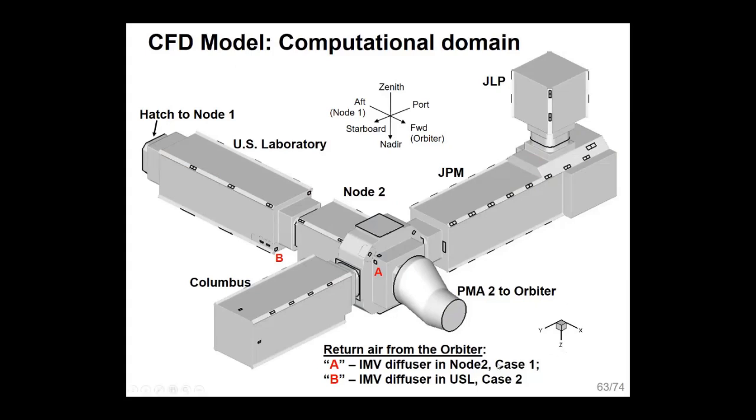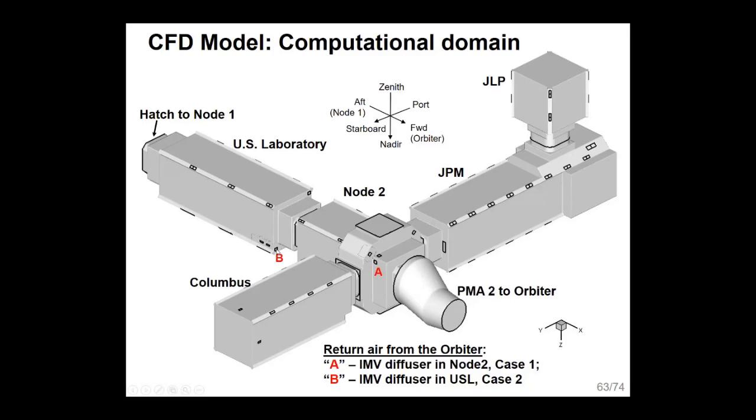We have some vehicle that does not have the carbon dioxide removal system itself. The carbon dioxide removal system is here. So we need to supply relatively bad air with high level of carbon dioxide from this orbiter. And the initial design was that this air is supplied to diffuser A. The modified design, it is supplied to diffuser B.